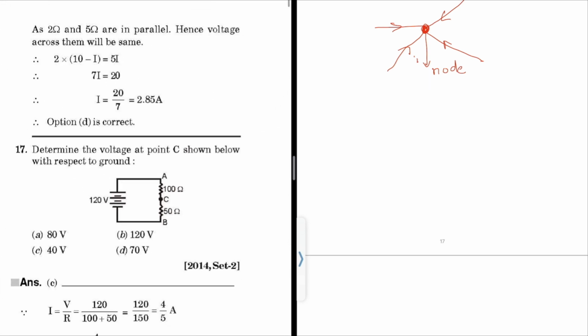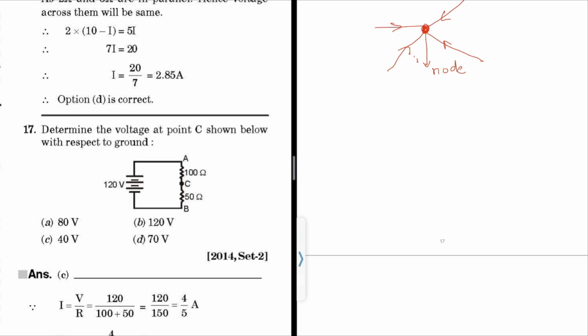Coming to the 17th question: determine the voltage at point C shown in the figure with respect to ground. Let this be ground, so this is 0 volt, and this is 12 volt. You want the voltage at point C. This is simple voltage division: 12 into 50 by (50 plus 100). So it will be 4 volt.